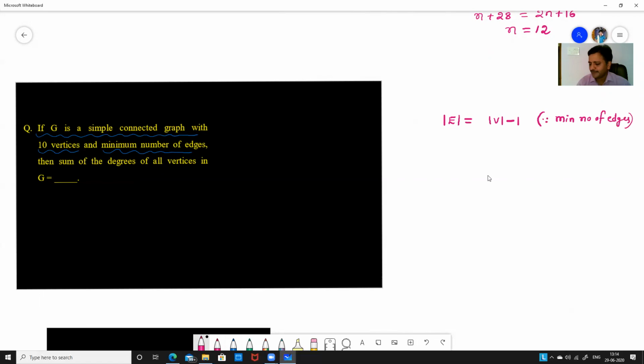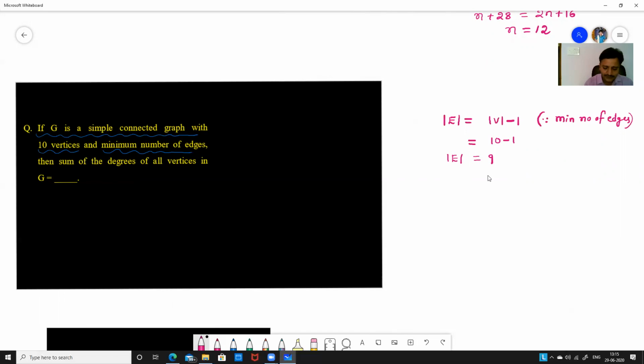Whenever they're using the minimum number of edges, the total number of edges must be equal to the total number of vertices minus 1. But how many vertices did they provide? 10 vertices. Therefore, 10 minus 1, which equals 9. Therefore, the total number of edges must be equal to 9.